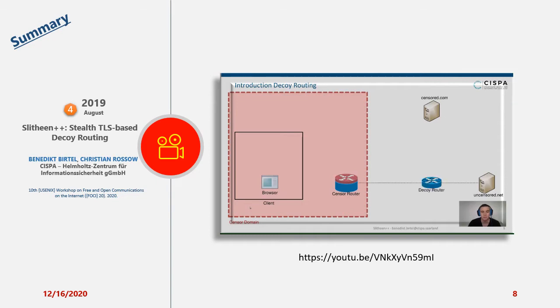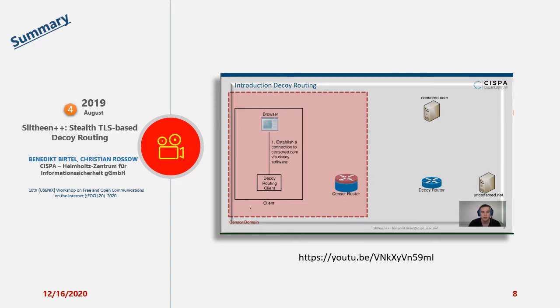Decoy routing can help the client to evade the censor. Therefore, a decoy router is placed on the path from the censor to an uncensored target such that the traffic from the censored clients passes through the decoy router. The censored client needs to install special decoy routing software to use the decoy routing functionality.